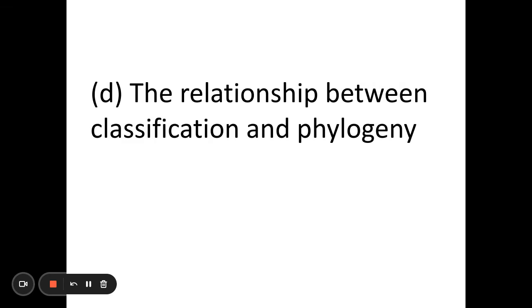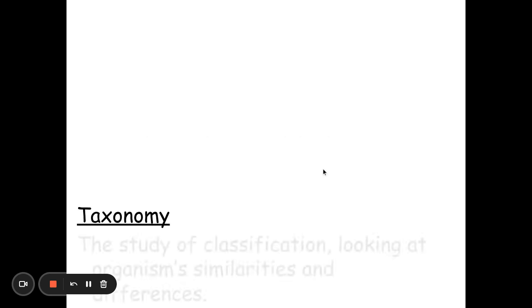Welcome biologists to this session on classification and evolution, where we're going to be looking at spec point D, the relationship between classification and phylogeny. This is quite a short spec point. It is literally just a case of learning definitions here. So the definitions for classification and phylogeny are as follows.